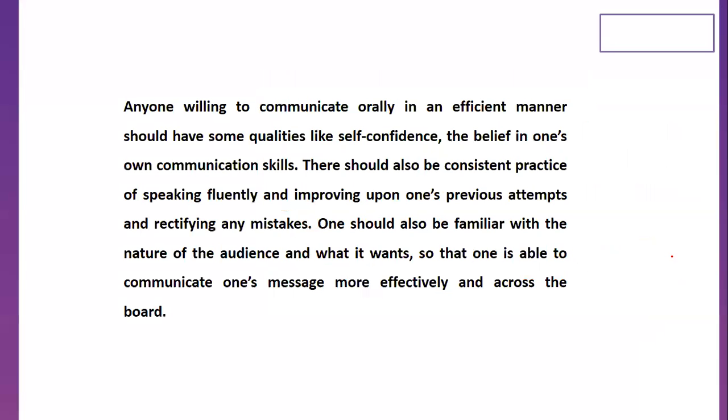Okay. So anyone who is willing to communicate in an efficient manner should have qualities like self-confidence, should believe in their own communication, should speak fluently, and improve on previous attempts in case any mistakes have been made. They should also be familiar with the nature of the audience, so that they are able to communicate the messages effectively and across the board.